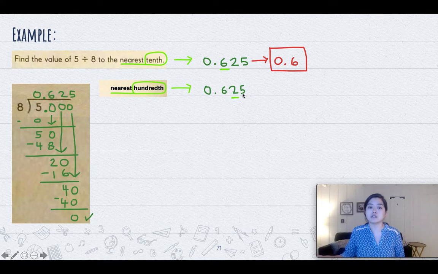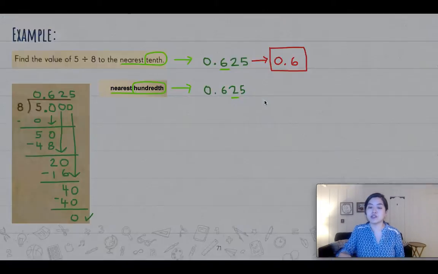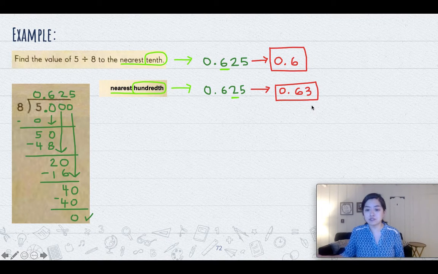Well, let's look here at the thousandths place. Now, the thousandths place is 5 or higher, right? If it's 5 or higher, I have to change this. I have to add 1 to this, right? If it's lower than 5 over here, then I have to keep it as the same number. But this is 5, so that means I have to change the 2 to a 3, and that'll become 0.63. So 0.625 rounded to the nearest hundredth is 0.63.